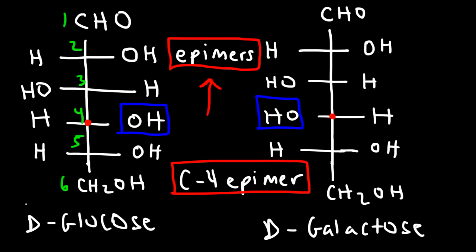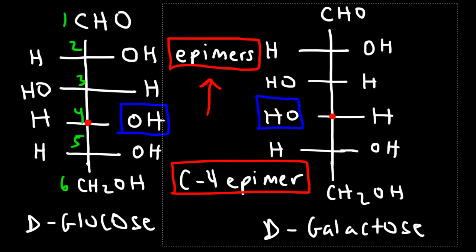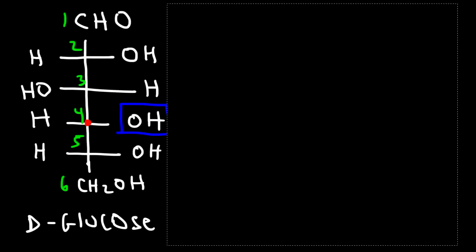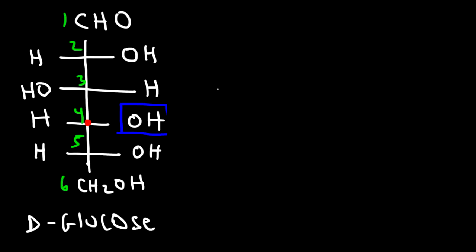Now, it turns out that only a small amount of glucose exists in a straight chain form. The majority of it exists in a cyclic form. And so what we're going to do is draw the cyclic form of glucose. So the first thing I'm going to do is react it with a mild acid to activate the aldehyde. And so we're going to get a structure that looks like this.